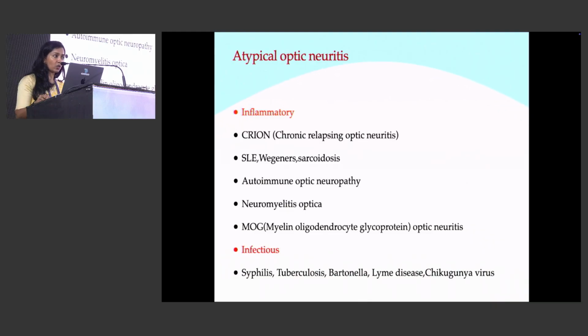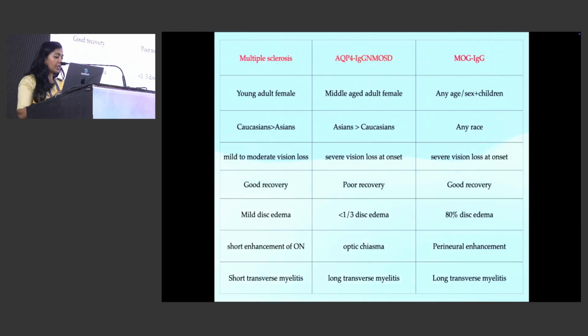There is an entity called chronic relapsing inflammatory optic neuritis, which is steroid dependent and steroid responsive without an underlying cause that we can find. Then other causes: SLE, vasculitis, autoimmune, NMO, MOG related, and infections. So I will just show you this table, which would help you to differentiate multiple sclerosis, NMO, and MOG-related optic neuritis.